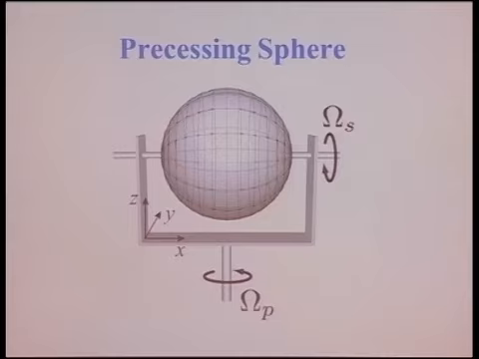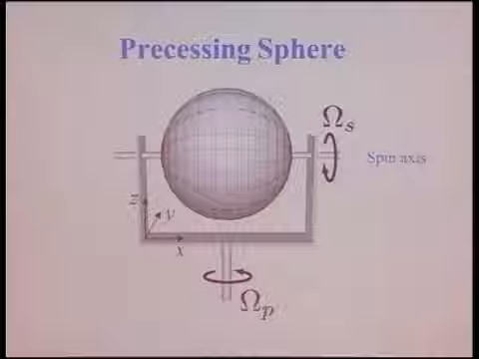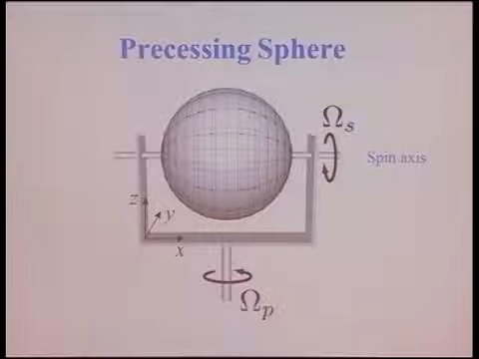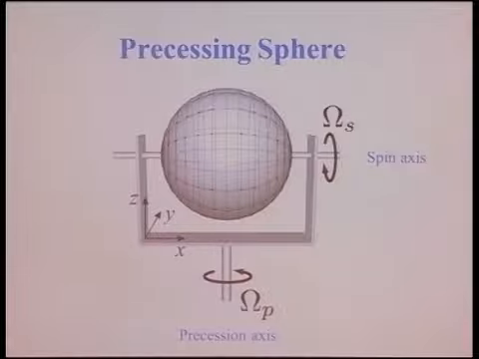So now I show the example by pressing sphere, the flow inside of this sphere. This sphere rotates around two axes. One is fixed in space. We call this the spin axis, omega, the angular velocity of spin rotation. This is the precession axis, fixed in the inertial plane.